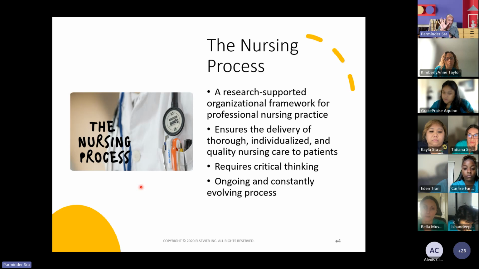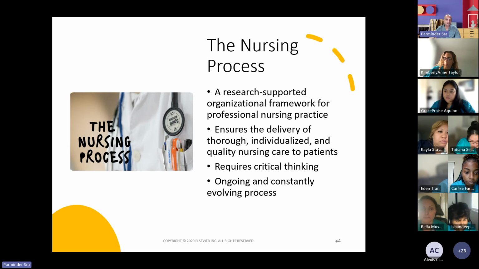Now, it has 5 key parts, okay, key points, 5. Has everybody or anybody heard about ADPIE? Yes, okay, good, great. ADPIE. For A, it's assessment. For D, it's diagnosis. P for planning. I for implementation. And E for evaluation, right?